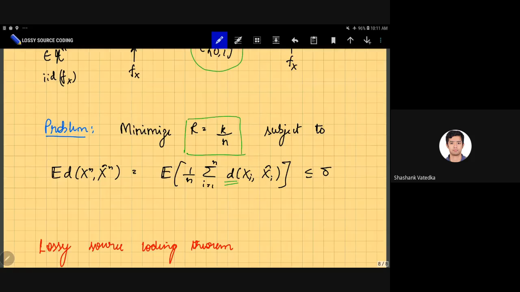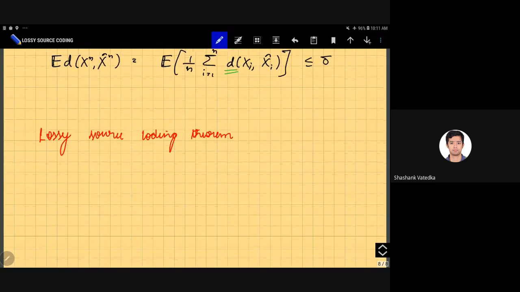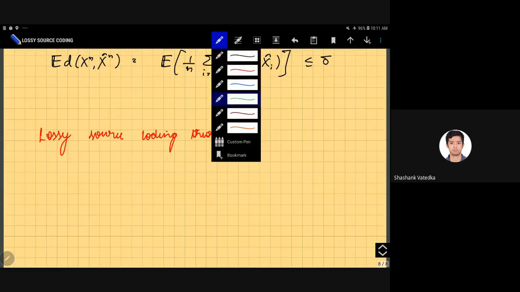So this is almost the same as we had in the lossless compression problem, except that instead of having a probability of error constraint, or instead of ensuring that x^n hat is equal to x^n, we're tolerating a delta amount of distortion in the reconstruction. Right? So Shannon showed the following.